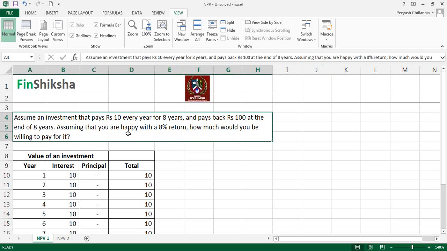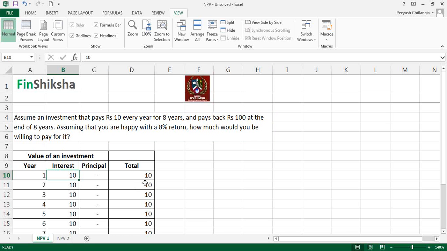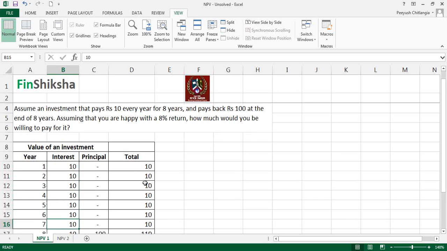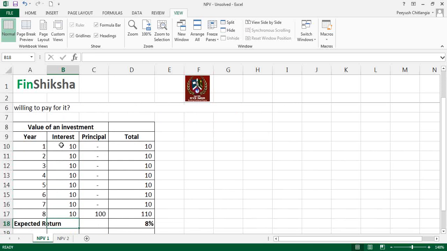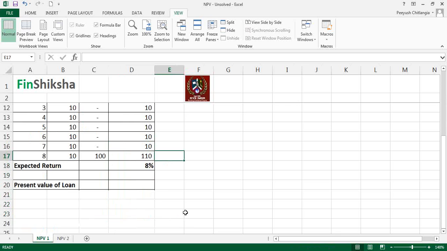The first one is: assume an investment that pays rupees 10 every year for 8 years and pays back rupees 100 at the end of 8 years. Assuming that you are happy with an 8% return, how much would you be willing to pay for it? So effectively we have an investment which gives you an interest of 10 bucks every year and 100 rupees at the end of the period.